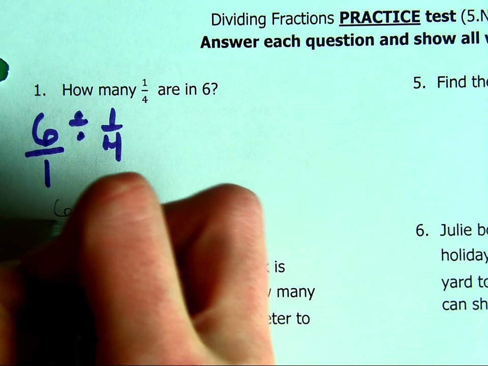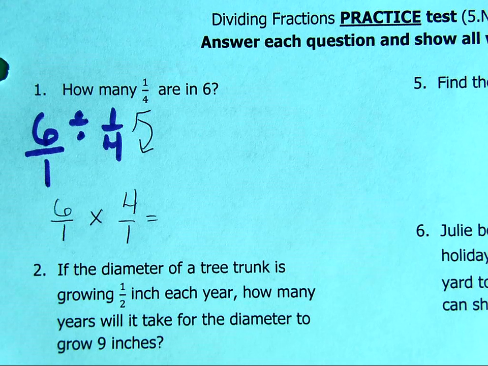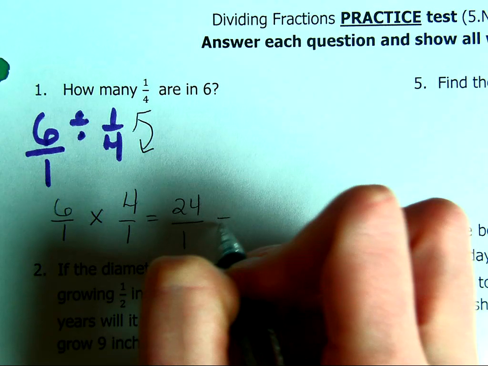6 over 1, and I'm going to multiply by the reciprocal fraction of 1/4, which would be 4 over 1. 6 times 4 equals 24, and 1 times 1 equals 1. I know that 24 divided by 1 is the same thing as 24 whole.